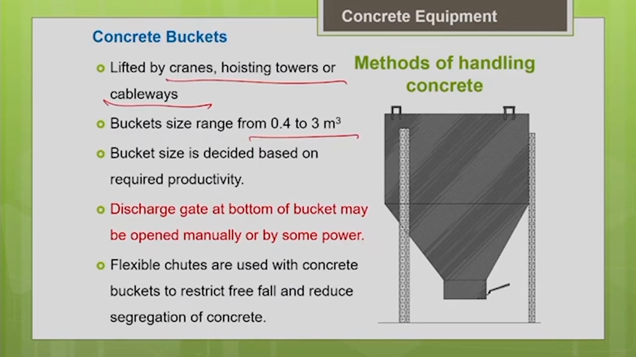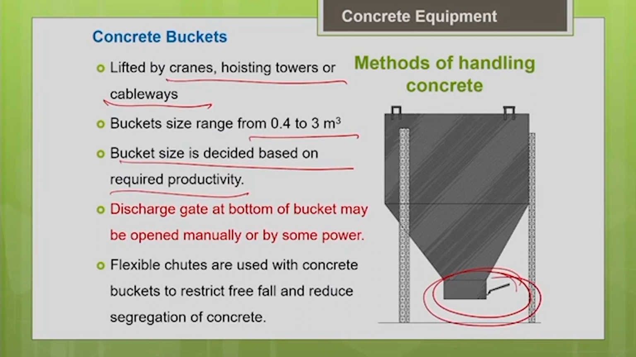There are different sizes of buckets ranging from 0.4 meter cube to 3 meter cube. Generally for very massive construction like dams, we go for a very big size bucket, so that you can reduce the number of cycles and increase your productivity. So, your bucket size is decided based upon the required productivity. Your concrete buckets will have the discharge gate at the bottom. You can open the gate either manually or with some power mechanism, but mostly the bigger concrete buckets we cannot open manually. So, there will be some power mechanism to handle the gate.